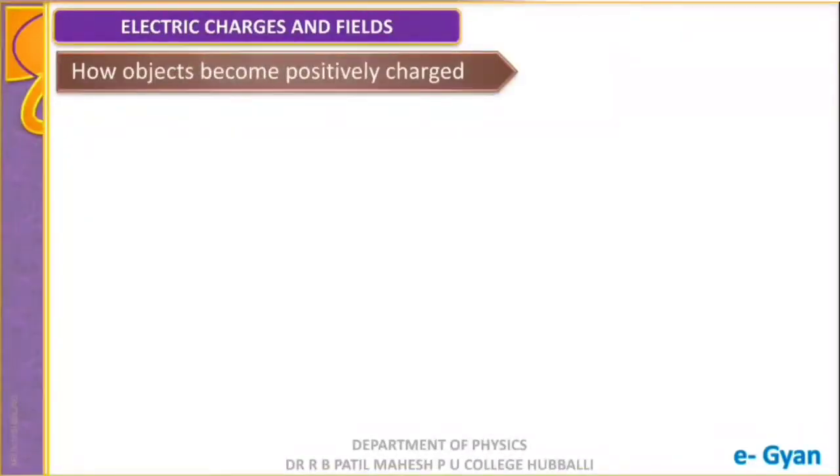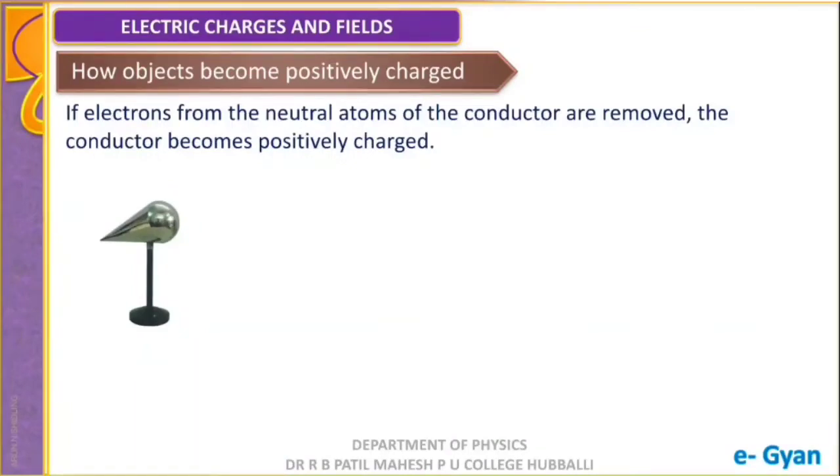Now let us figure out how objects get positively charged. I'm going to go deeper into the material to understand what exactly is making them positively charged. So let us take a metal attached to a stand and placed like this. This is a metal cone, a conductor which has neutral atoms. Atoms are usually neutral itself. That means the number of protons inside the nucleus is equal to the number of electrons revolving around it. This makes the atom neutral.